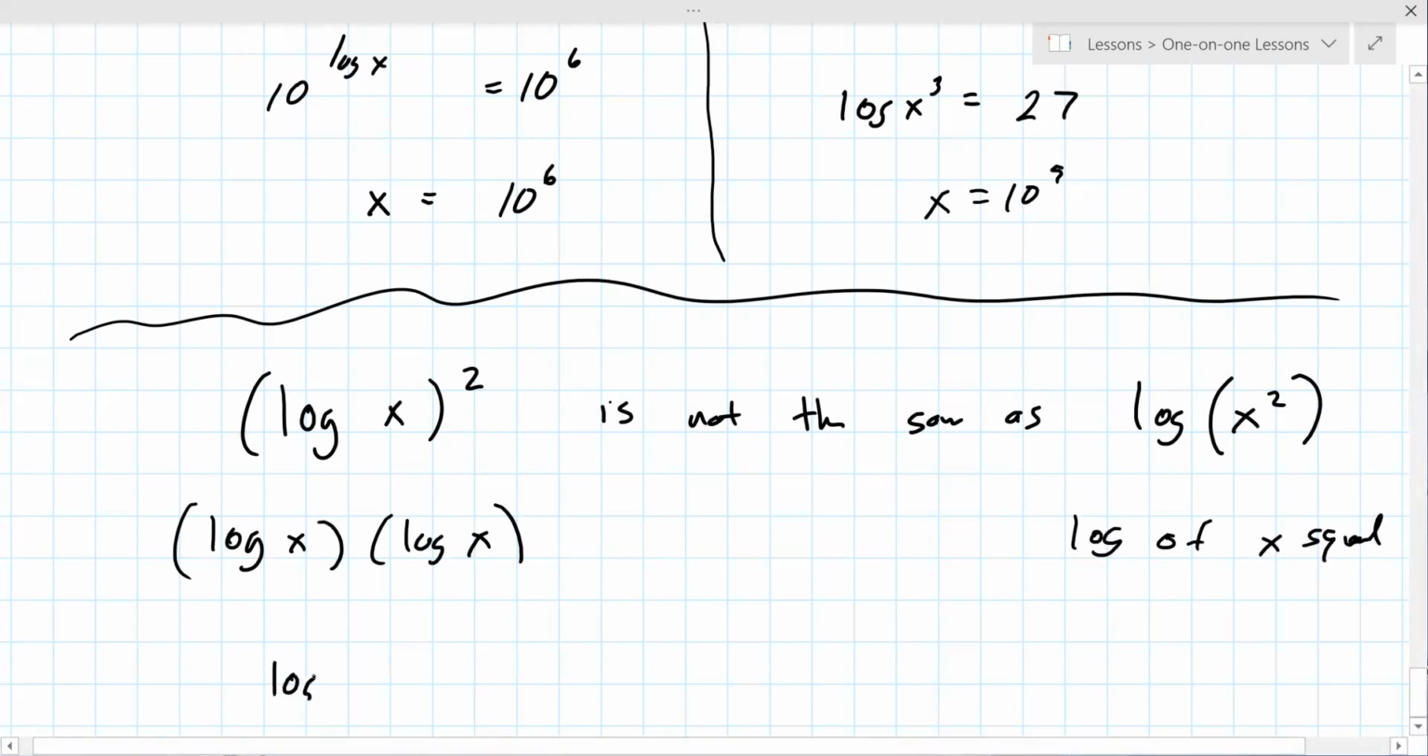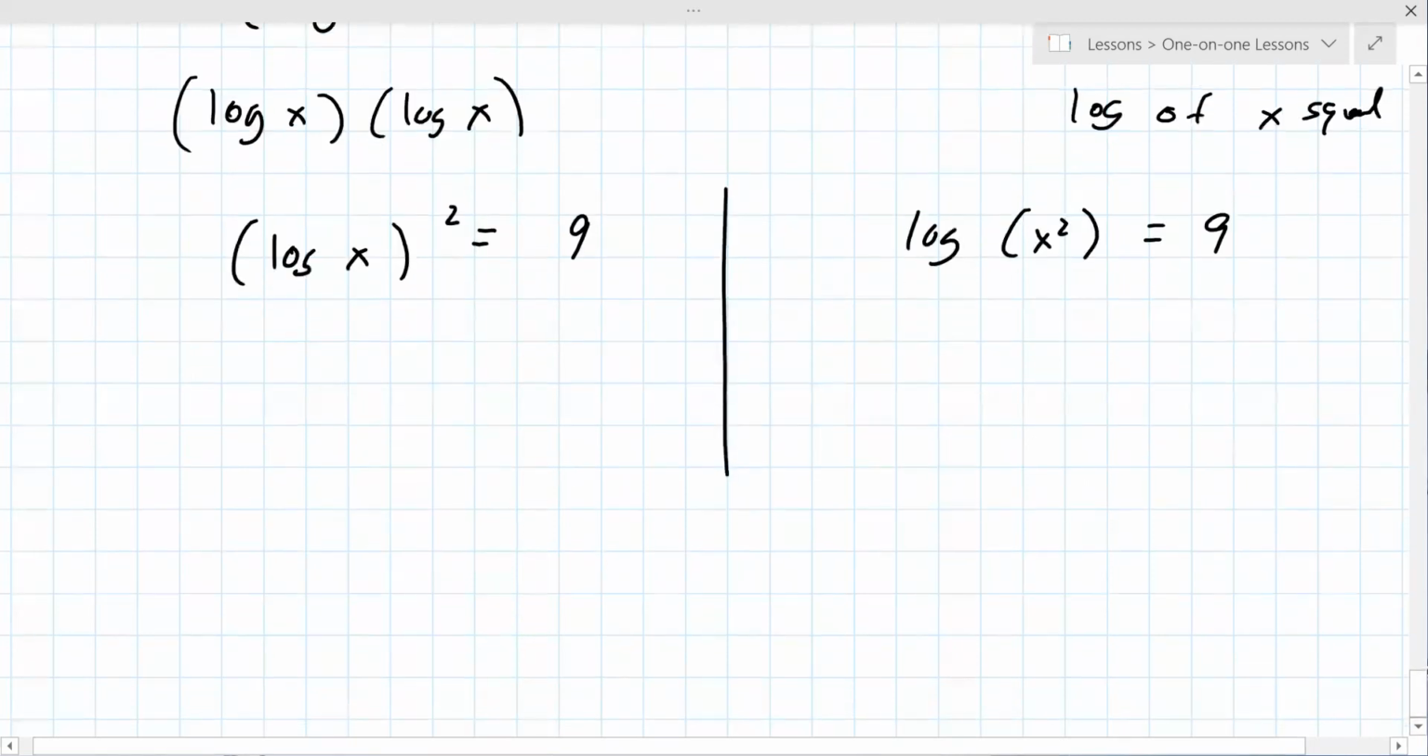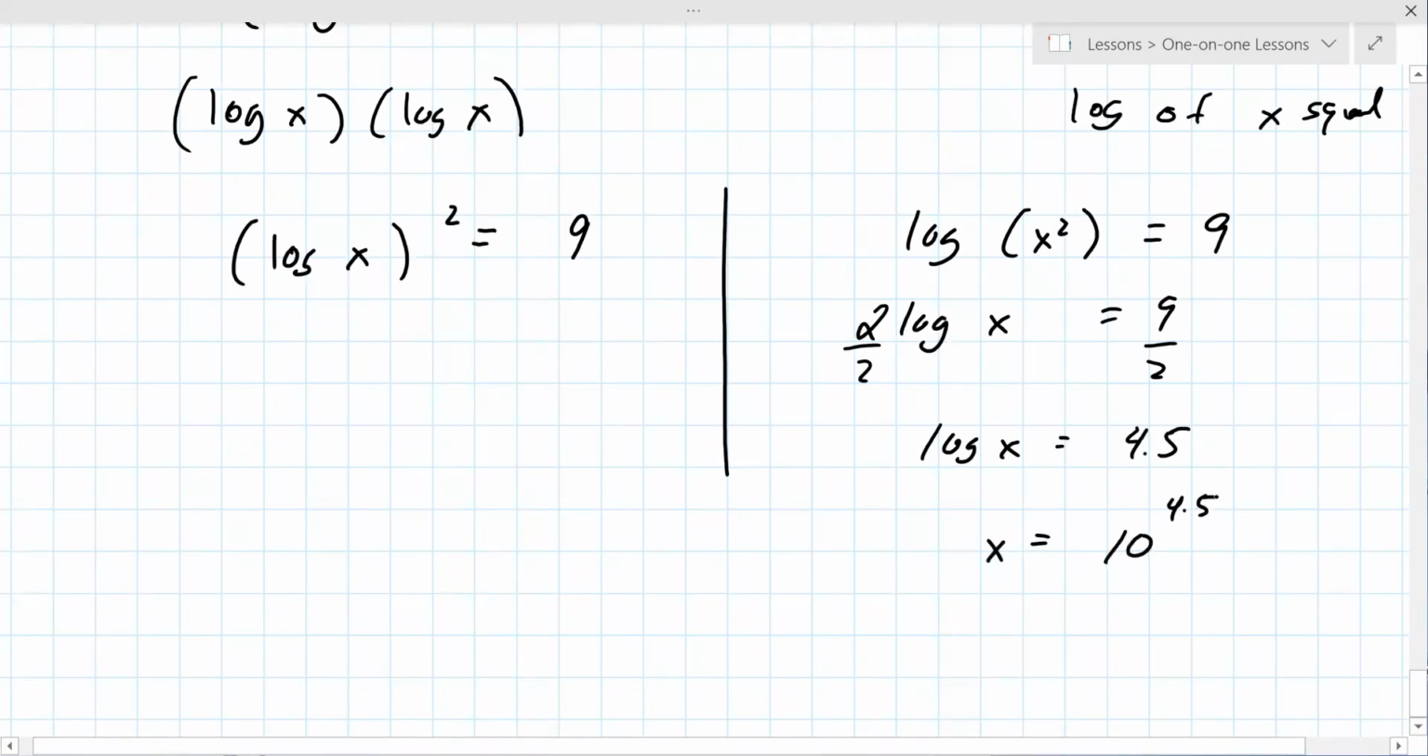Let's go log x squared equals 9. So on the right, you know how to solve this one. You bring the 2 out in front. 2 log x equals 9. Divide by 2, divide by 2. Log x equals 4.5 or 9/2. So x equals 10 to the 4.5 power.